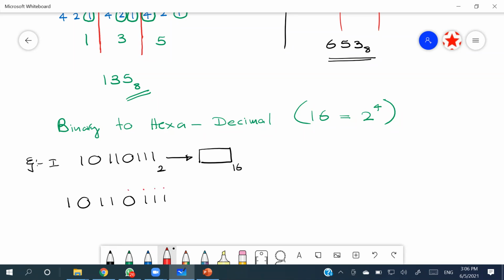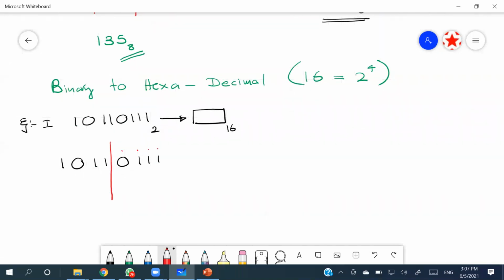1, 2, 3, 4 characters are counted. Then we draw the margin. Then 1, 2, 3, 4 is there. And as usual, I'm going to write the place values. So place values will be 1, 2, 4, and 8.